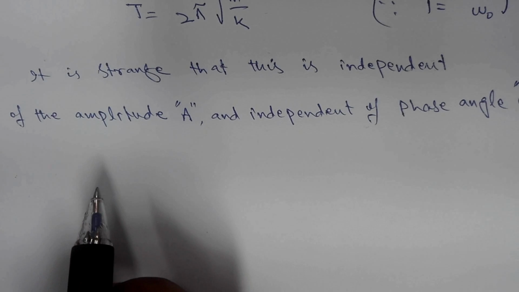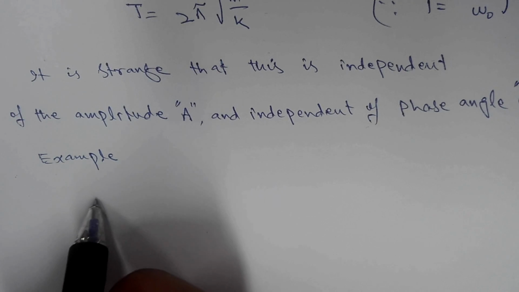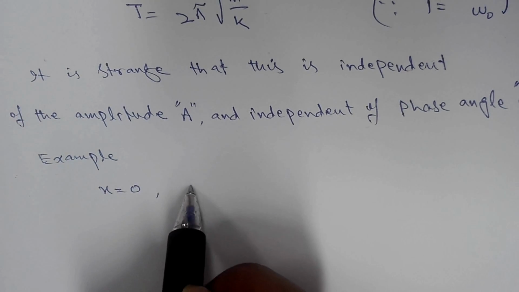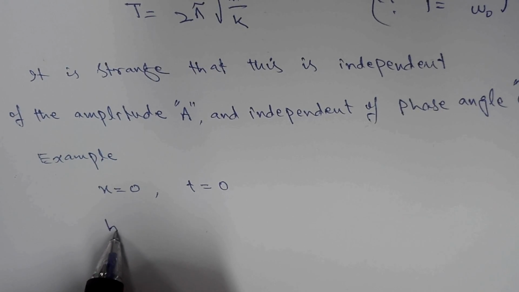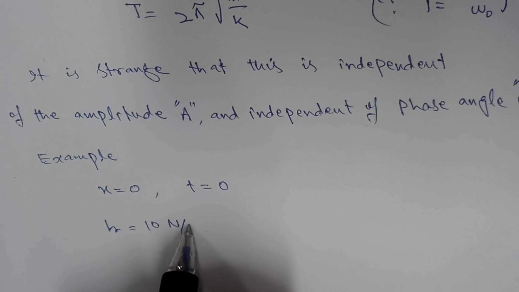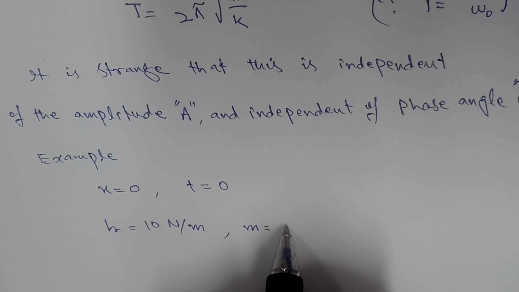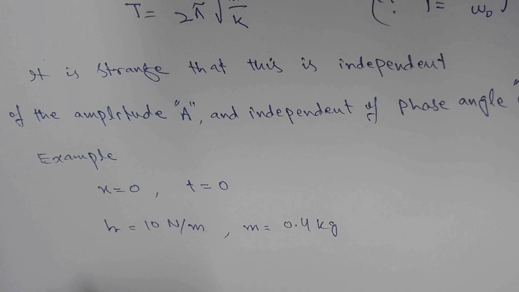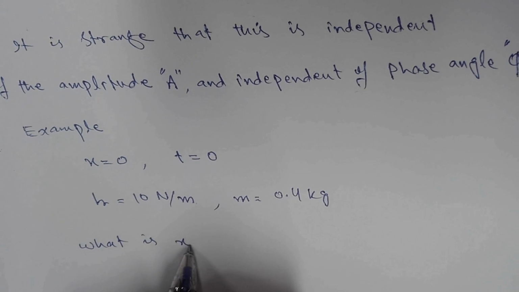Suppose we have the initial conditions, like in this example, x is equal to 0 at time t is 0. The spring constant is 10 Newton per meter. The mass of the object is 0.4 kg. So what is x here as a function of time, including amplitude and phase angle phi?